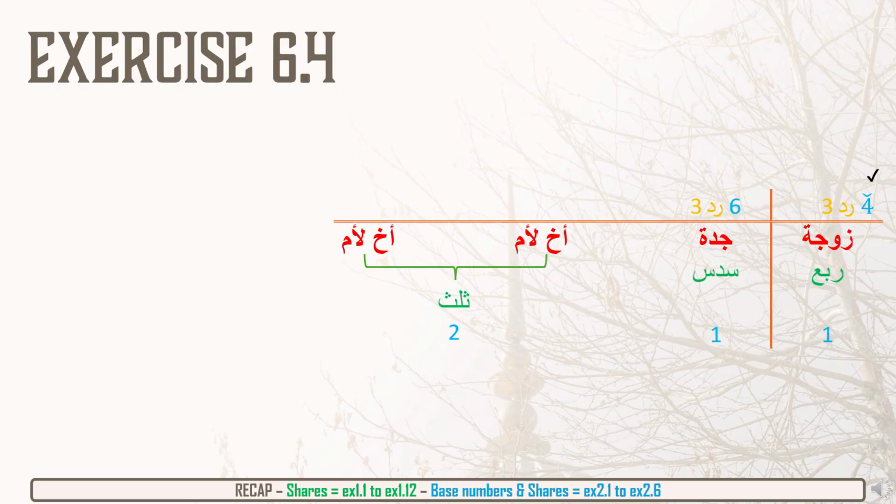The wife will get 1 out of 4, which is exactly how much she should get. There's no increase there. The grandmother will get 1 out of 4, which is an increase from the sudus she should have got. And the maternal brothers will get 2 out of 4, which is a half and more than the thuluth they should have got. So the shares have been redistributed, and there's an increase in the share for the non-spouse, but the spouse has got exactly what she should have got, which is 1/4.